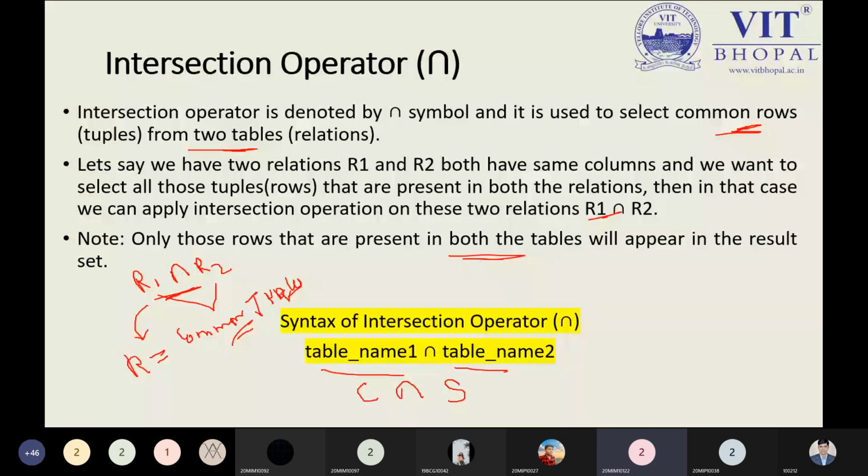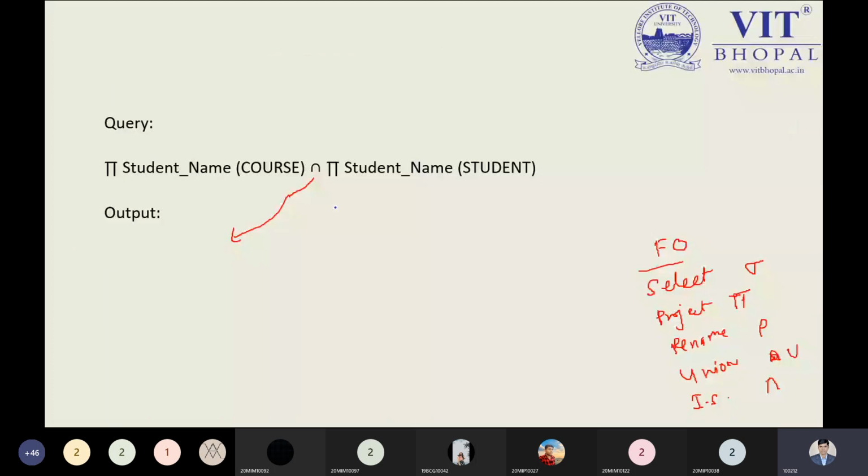It displays the common elements between two sets, but only once. Okay, the common part. This is the symbol I'm using. I'm using the same query, but with the intersection operator. So what would be the output? Let us check.